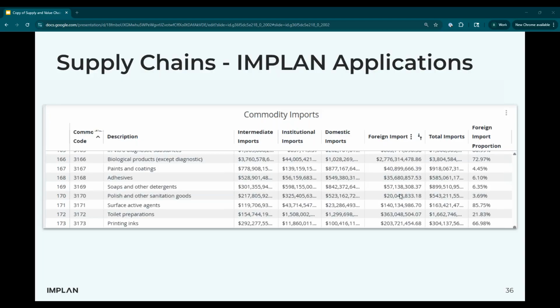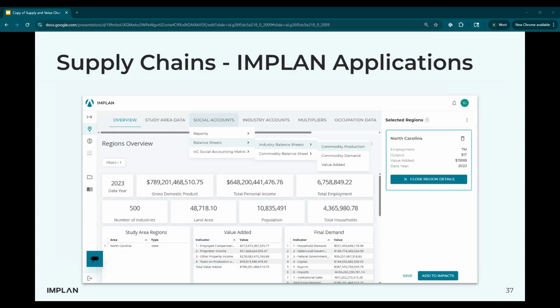We can scroll through this table to see what types of goods are mostly foreign imported in North Carolina. So in this case, surface active reagents, also highly imported, printing inks, highly imported. So now we have an idea of a little bit about what portions of that industrial supply chain are going to be affected by tariffs, or affected when the price of foreign goods goes up.